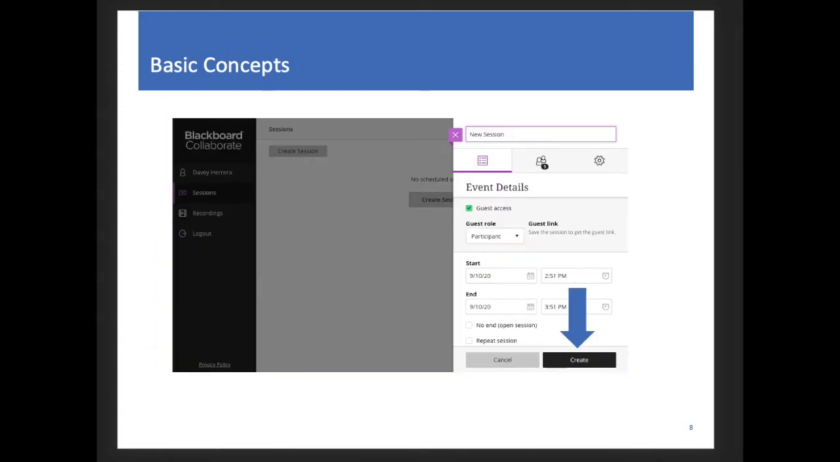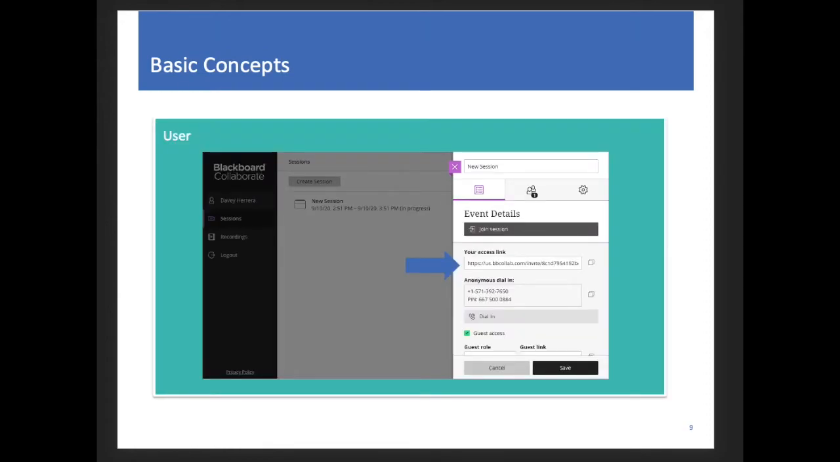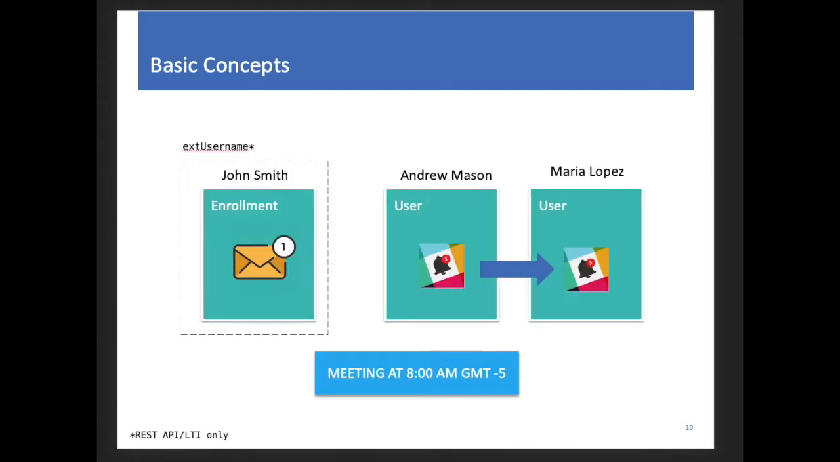Now, as you can see, whenever you create a new session, there is a guest link. So let's talk a little bit about that too. Whenever you create this guest link, people who join using this link are gonna be classified as users. Okay, so we already have two concepts from the Who, and those will be the enrollments and the users. Those two are very important to differentiate.